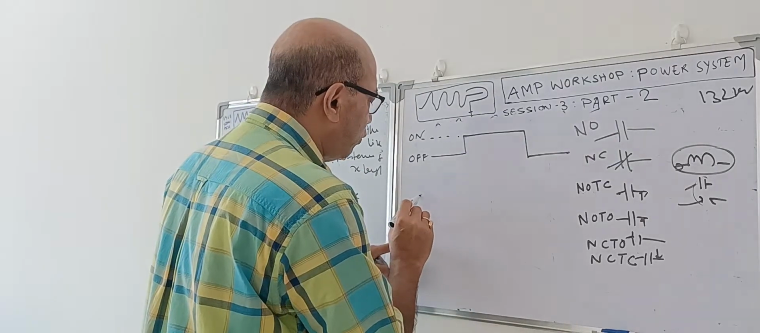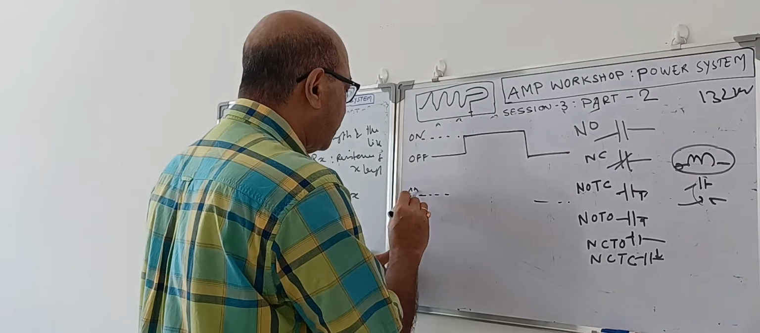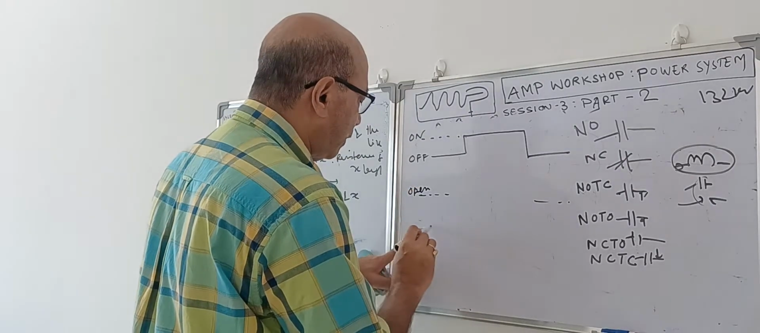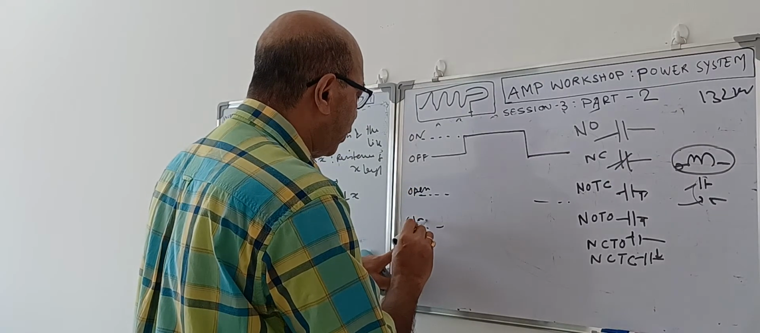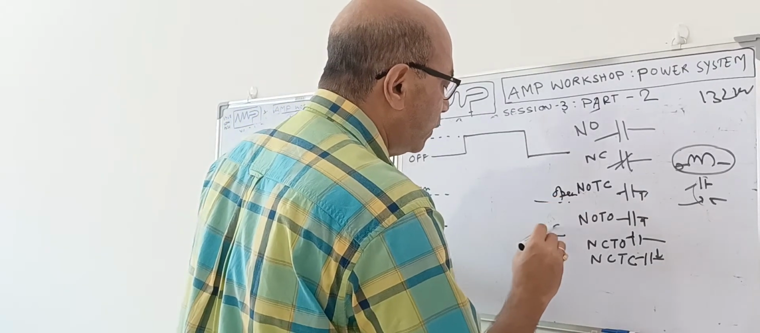Now the contact has 2 positions. You can draw over here. This is, suppose, the open position, and then there is another position. These are the two positions possible for a contact. This is the closed position. This is open. This is closed.